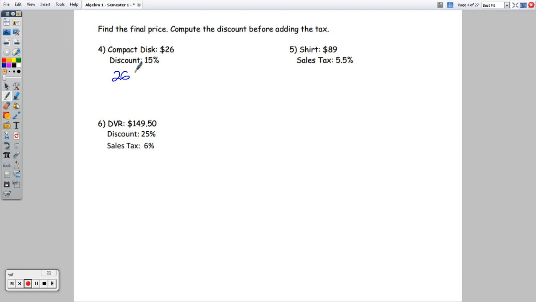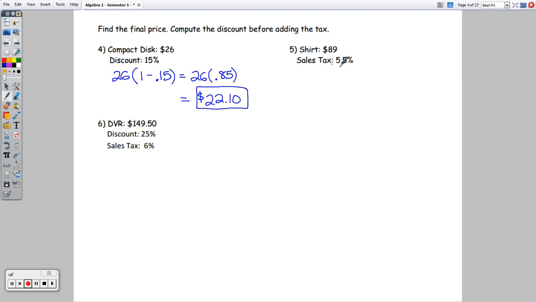If you multiply 26 times 1, that's like multiplying it by 100% of the price. So we're subtracting 15% from 100%. This is really the easiest way to think about that. So this is the same thing as 26 times 0.85. So if you have a 15% discount, you're paying 85% of the original price. And so you just need to type that in to a calculator or work that out longhand, and you would get $22.10. Don't forget your units as you're doing these problems.